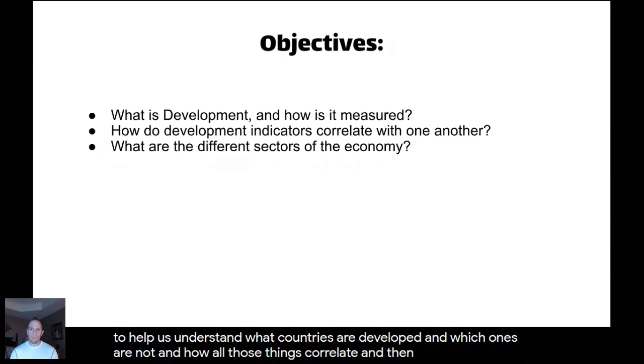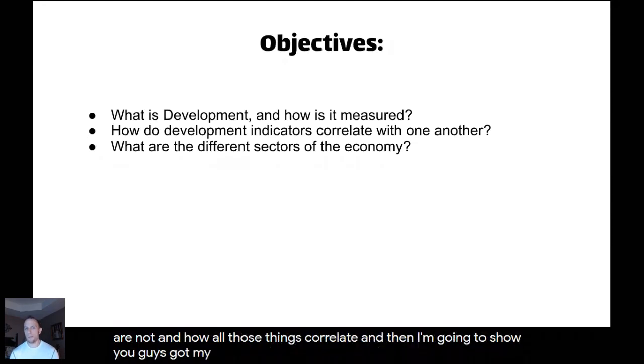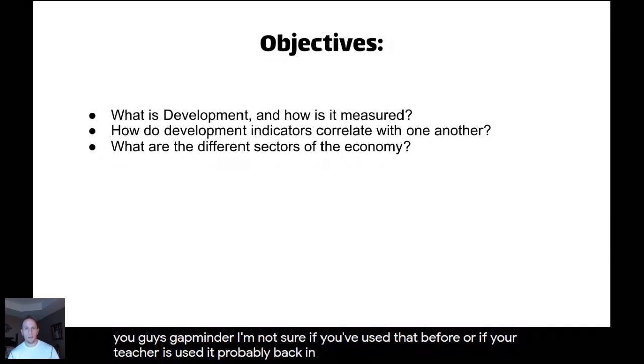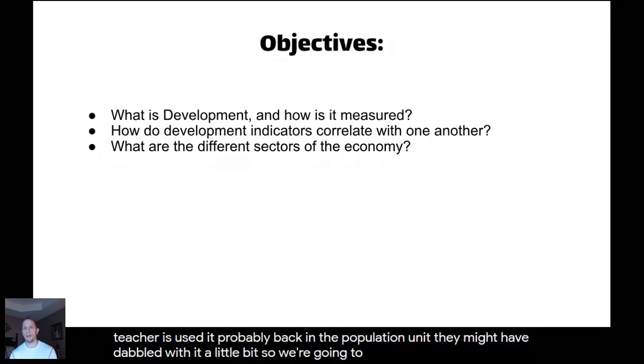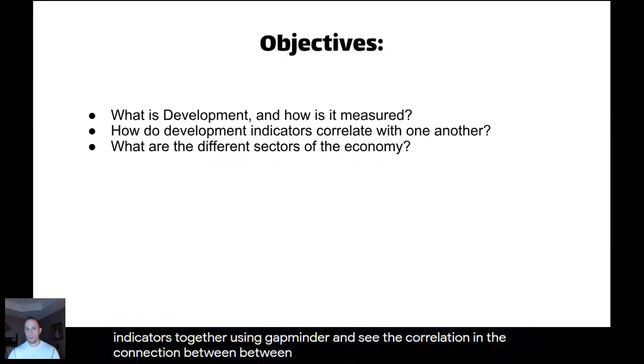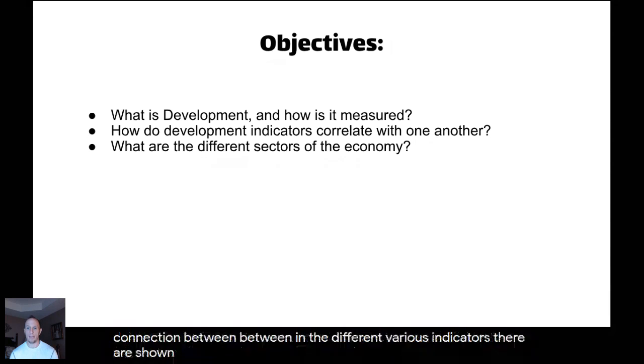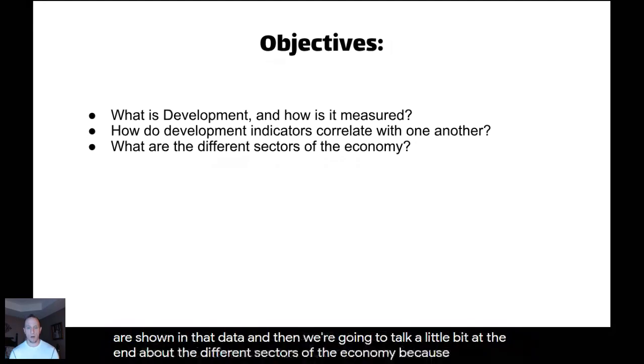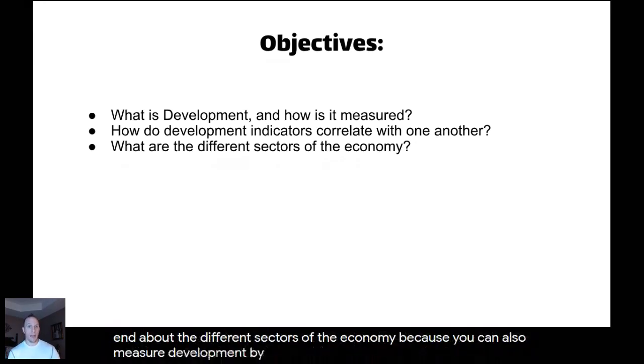And then I'm going to show you guys Gapminder. I'm not sure if you've used that before, or if your teacher has used it, probably back in the population unit. They may have dabbled with it a little bit. So we're going to look at some different indicators together using Gapminder and see the correlation and the connection between the various indicators shown in that data. And then we're going to talk a little bit at the end about the different sectors of the economy, because you can also measure development by looking at the kinds of jobs people have in a certain country.